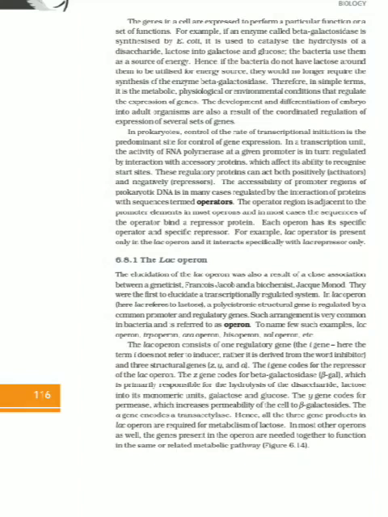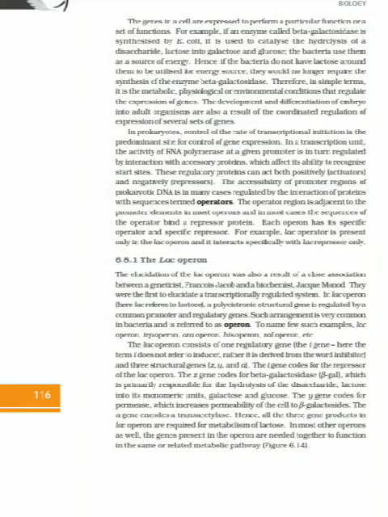Each operon has its specific operator and a specific repressor. For example, lac operator is present only in the lac operon and it interacts specifically with lac repressor only. The lac operon. The elucidation of the lac operon was also a result of a close association between a geneticist, Francois Jacob, and a biochemist, Jacques Monod. They were the first to elucidate a transcriptionally regulated system.